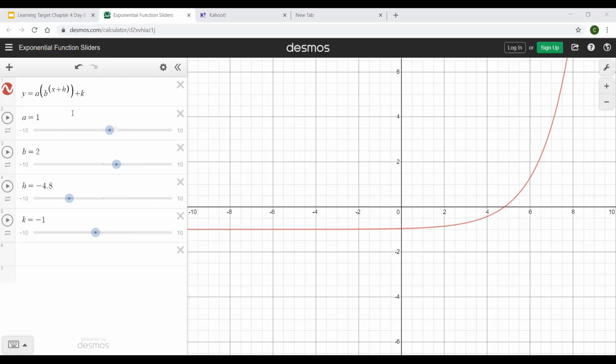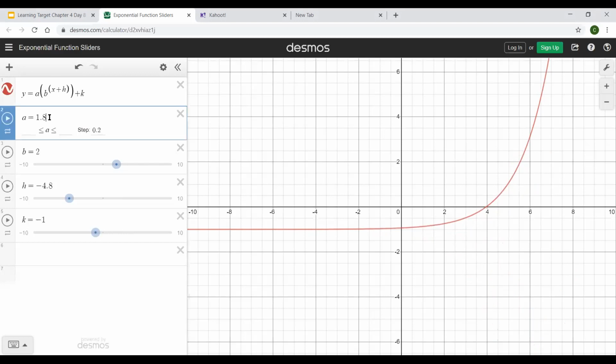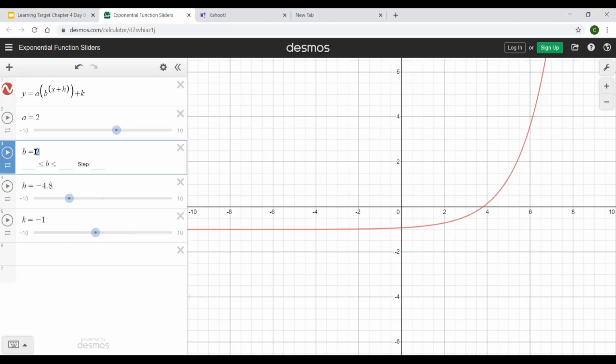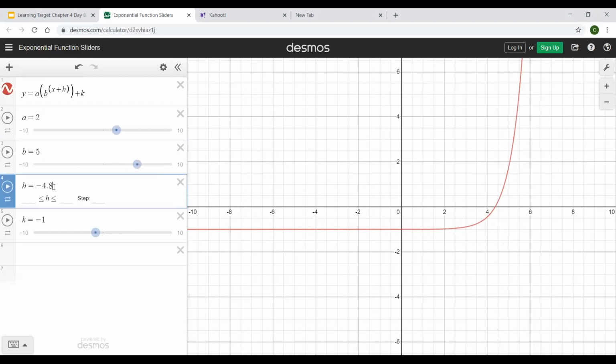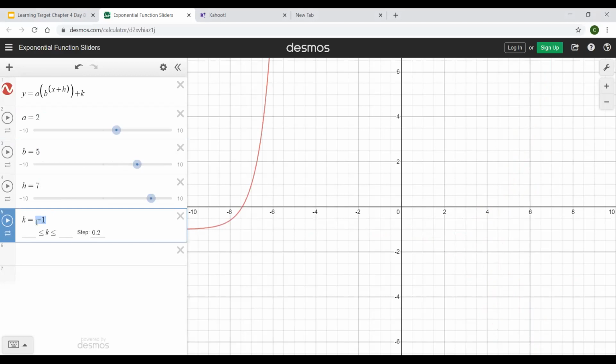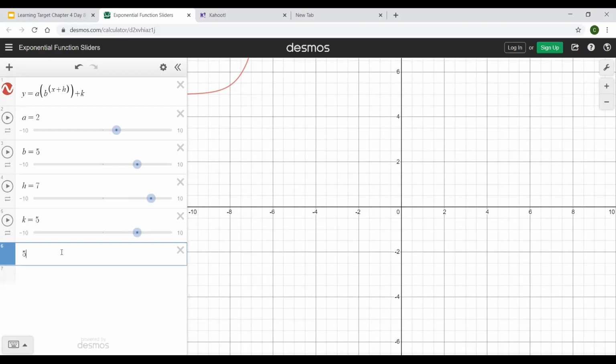Take your Desmos slider. What is A? 2? And if you can't get it to work, watch this. 2. B is 5. H is what? 7. K is what? 5. Oh, it's all up in there right here, right? Then if I wanted to, I could take the parent function which is 5 and watch this.